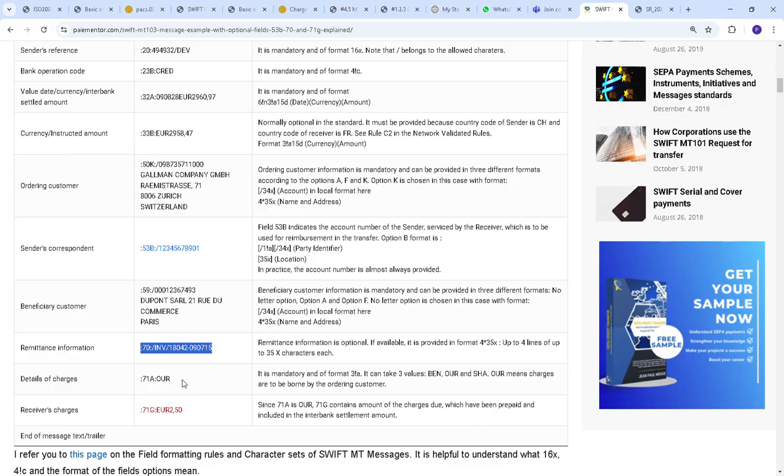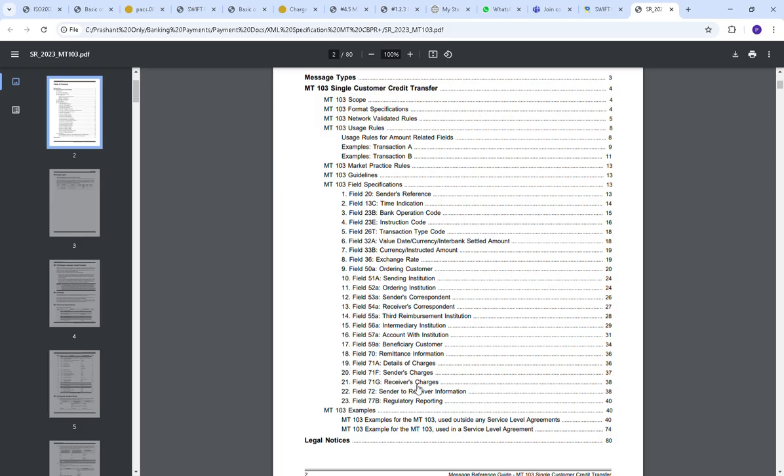Then field 71A, which we have discussed in the previous session as well, which is charges, like BEN, OUR and SHA. We have discussed these charges, right, Priya? You remember, right? So you are clear on those charges. And 71F and 71G, the sender charges or receiver charges, depend on which are the charges.